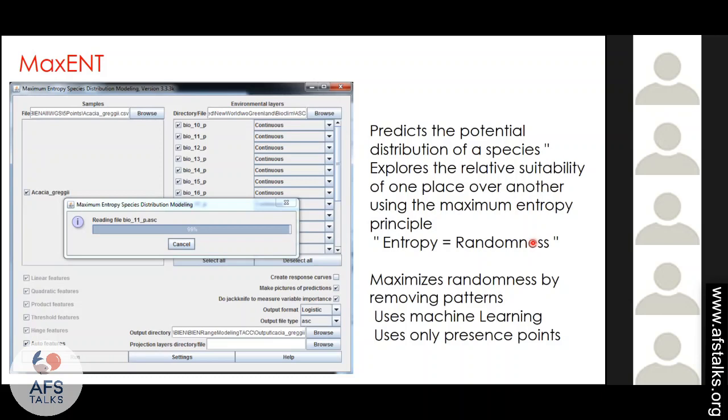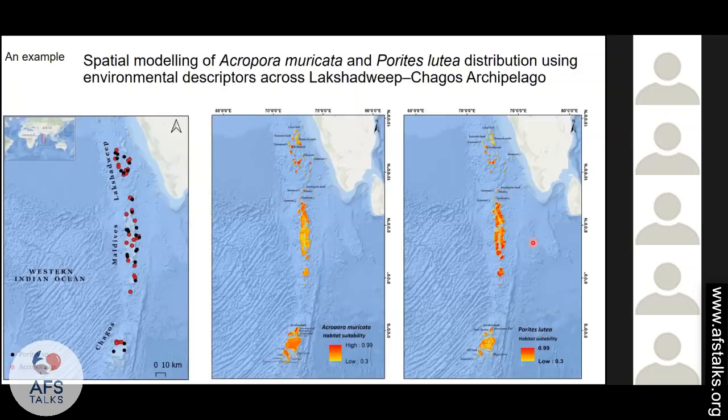And this is an example that I already mentioned before during the methods or framework. Lakshadweep, Maldives, Chagos Archipelago is one of the largest chains of atoll systems in the world. But due to its remoteness, it is not easily accessible. All the islands are not easily accessible. And there are various seamounts and small islands here and there in this archipelago.